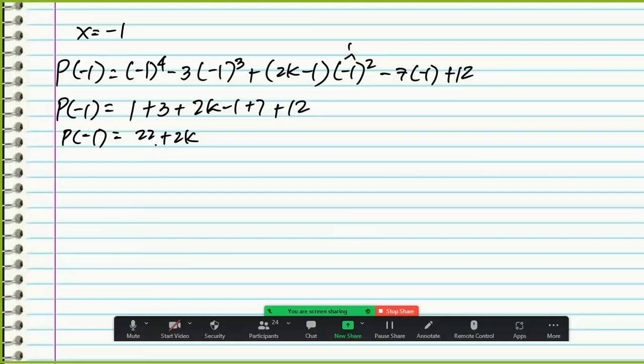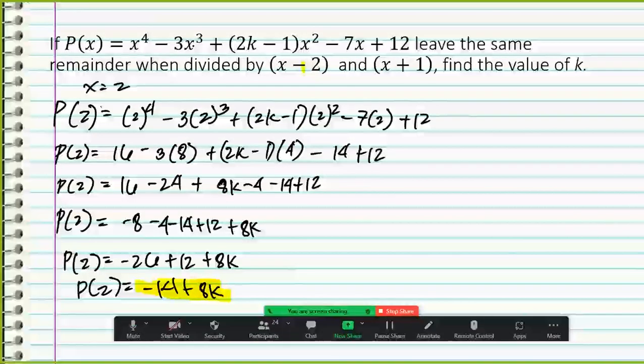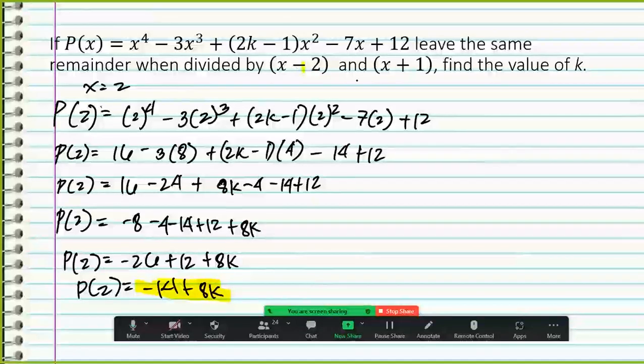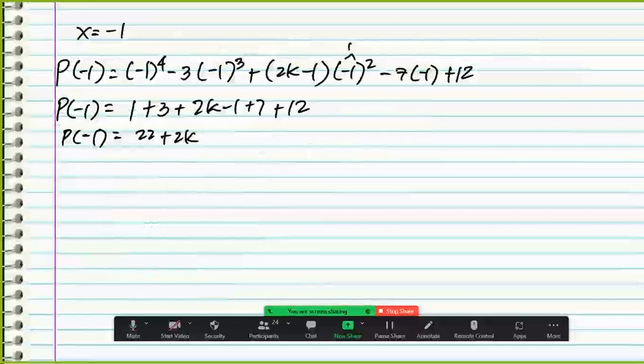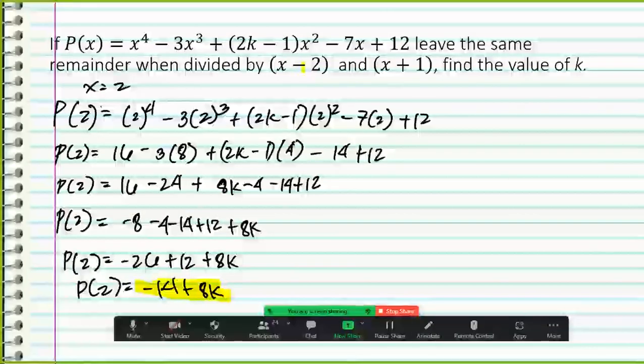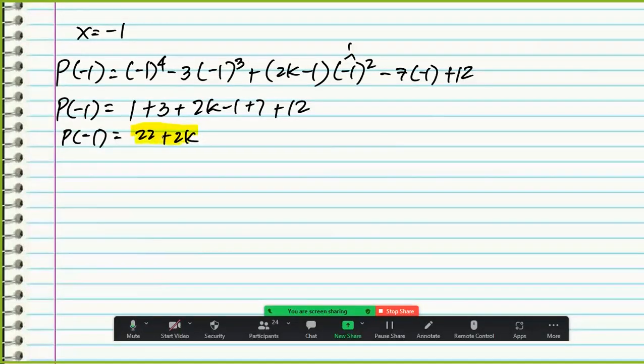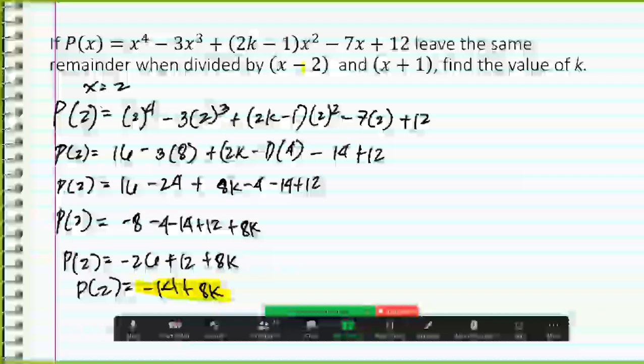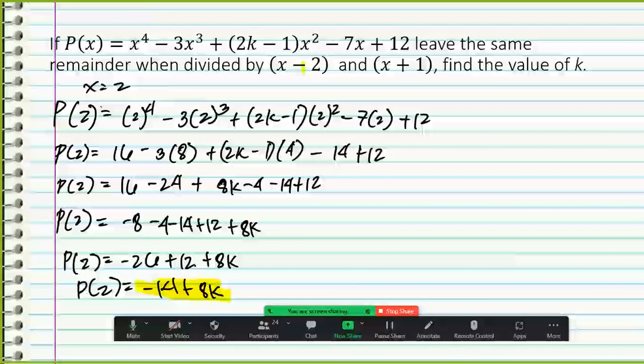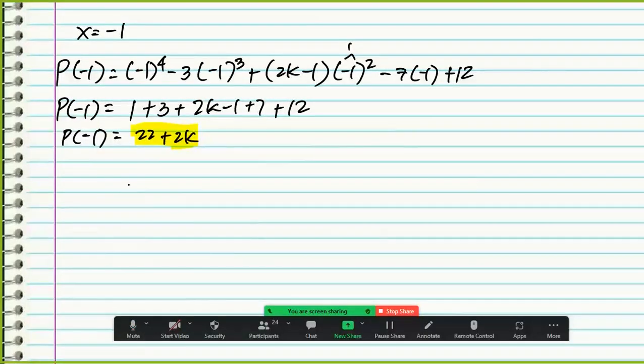Okay? Question po? Question. So now we evaluated the given polynomial expression function at the two divisors x minus 2 and x plus 1. So now we will equate the two obtained expressions. Okay, we will equate to each other. So we have 8k, sorry, that's 8k pala. So we have negative 14 plus 8k, then equals 22 plus 2k.